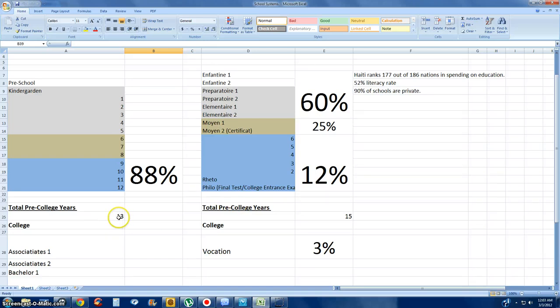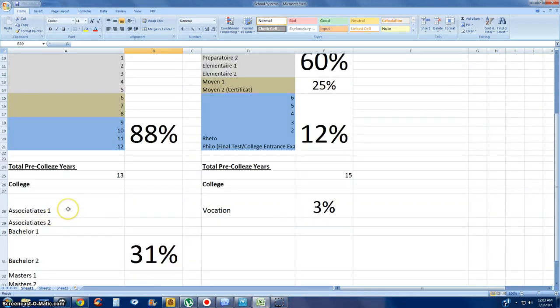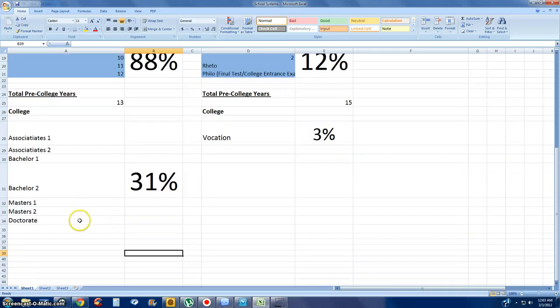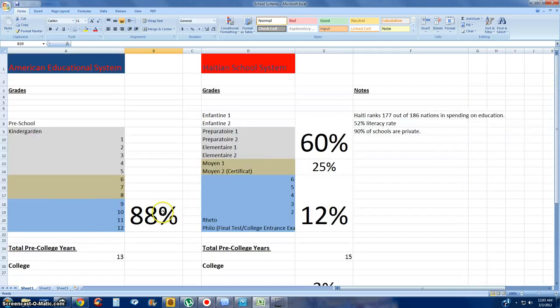The total years in school before college for average American students is 13 years, and for Haitians is 15 years. And then most people who go to college have about 2 years of the associate's level, and then bachelor's, master's, doctorate, and so on and so forth. Okay. Alright, let's focus on the Haitian side right now.